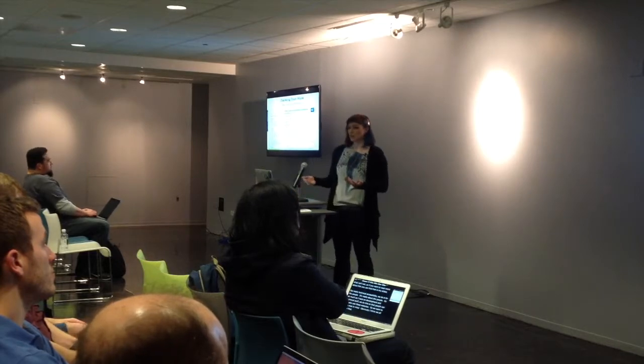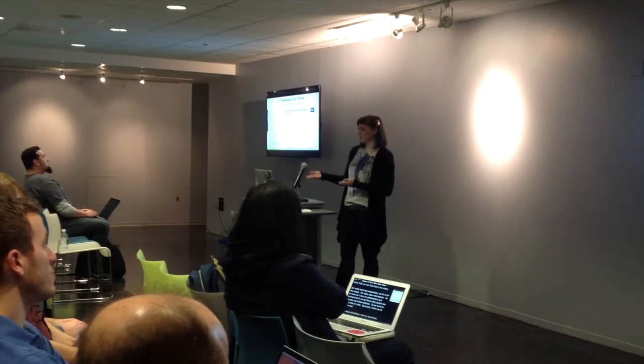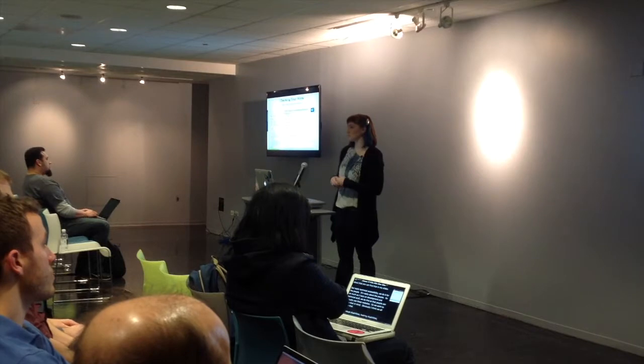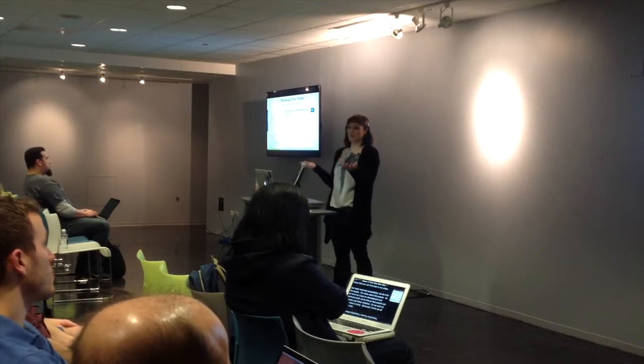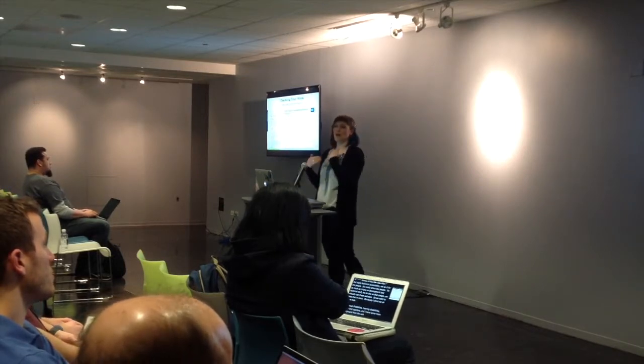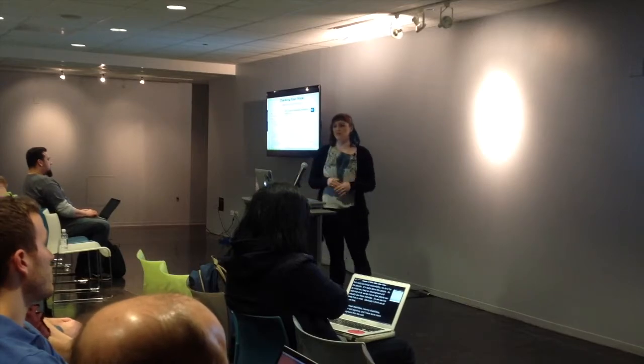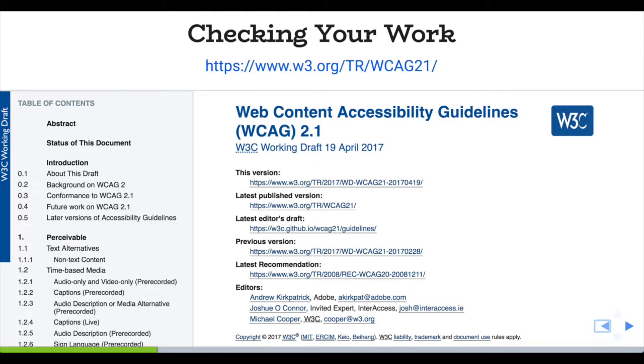And it's important to check your work. WCAG, Web Content Accessibility Guidelines, is a really great set of exactly that, guidelines, to help you figure out how to tell if something is actually accessible. Version 2.1 is currently being worked on. There's some new success criteria for mobile and low vision folks. And you can actually provide feedback on those right now.